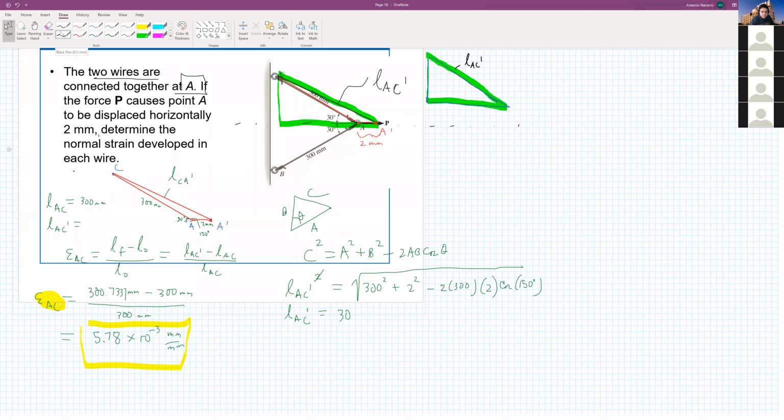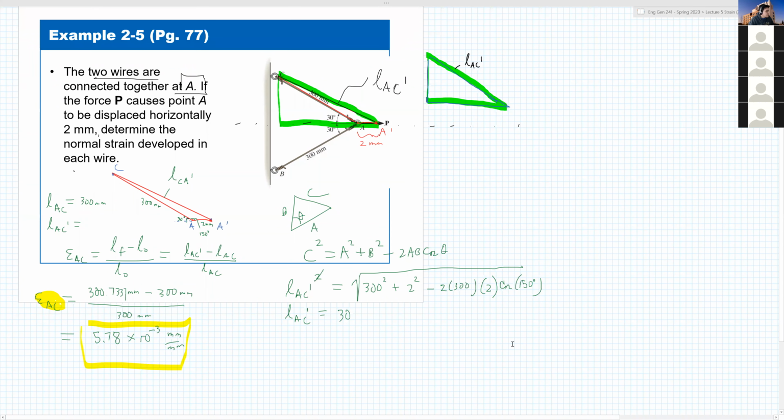But the LAC prime is off, right? LAC prime should be 301.733. Okay, so 301, let me correct this one. 301.7337079. Is that correct? Okay, and then the final value is fine. Okay, and then Jack, so you're right.